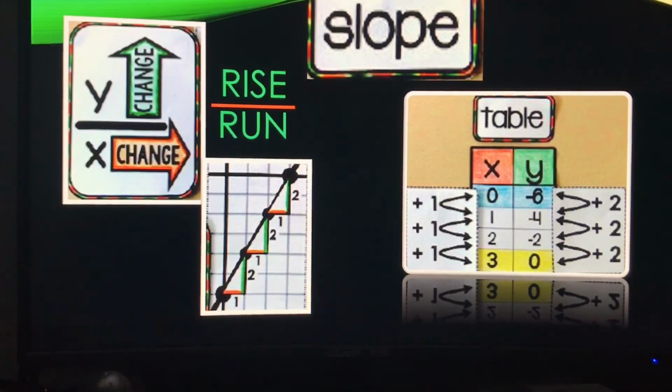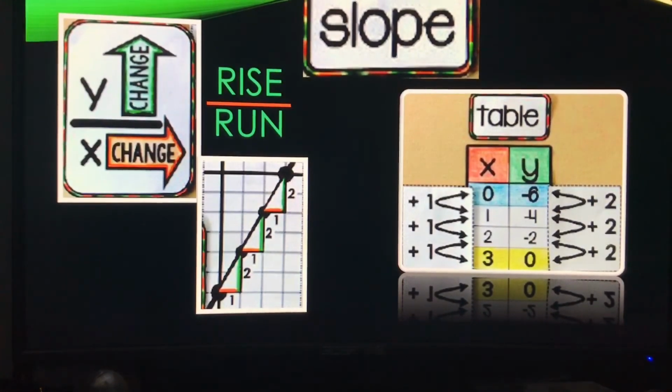It's how many I'm going over, right or left. Remember, going to the right would be a positive, the left would be a negative. I can see this change also sometimes in a table. You might not always see it in a graph. If you see your ordered pairs, what you would do on your y's is find the change in the y's and then find the change in your x's. And it's always y over x.